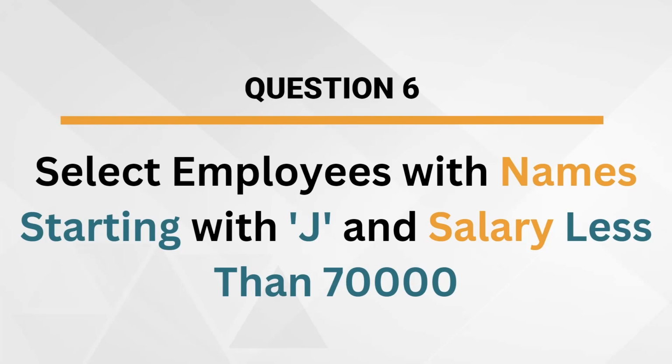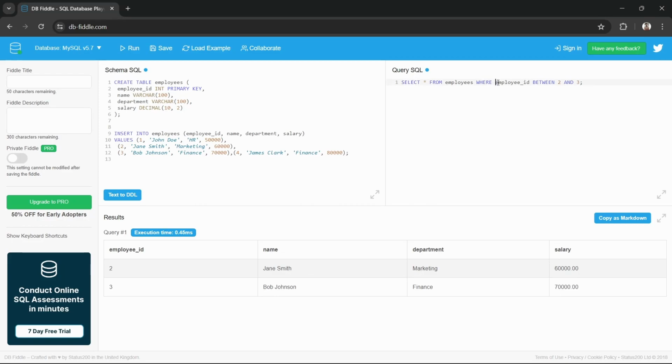Now, if you want to select the employees whose name starts with J and the salary is less than 70,000, after WHERE, the first condition is that the name should start with J. So, WHERE name LIKE 'J%', and the second condition is that salary should be less than 70,000. Now if you run it, there are 2 employees whose name starts with J and the salary is less than 70,000. Those are John Doe and Jane Smith.